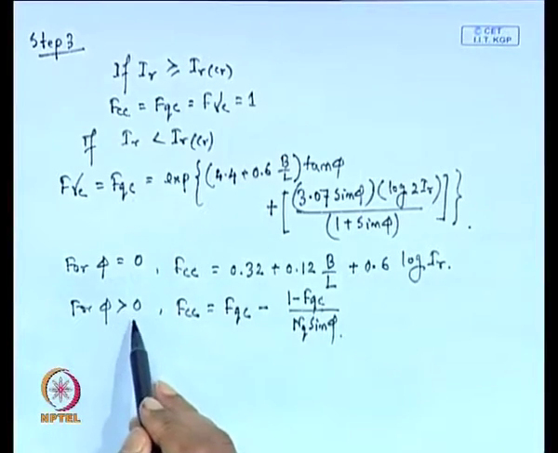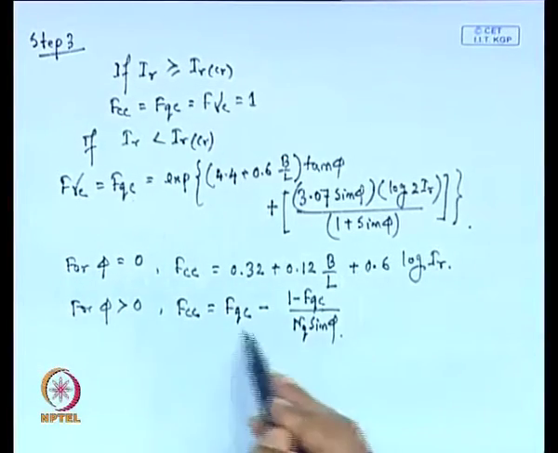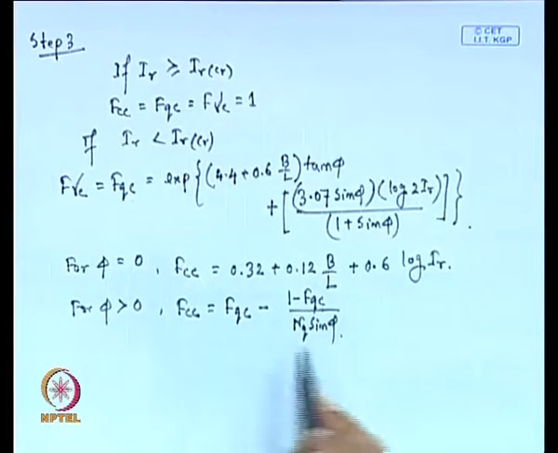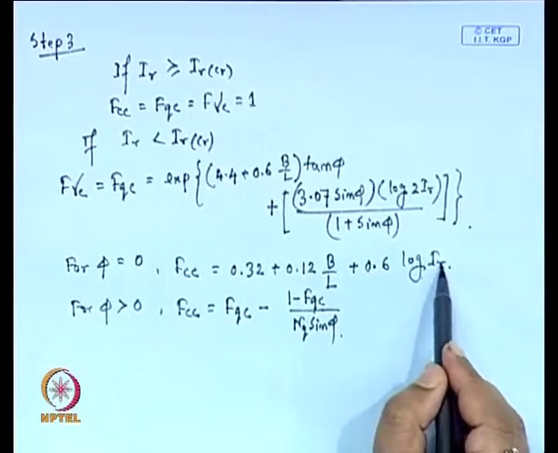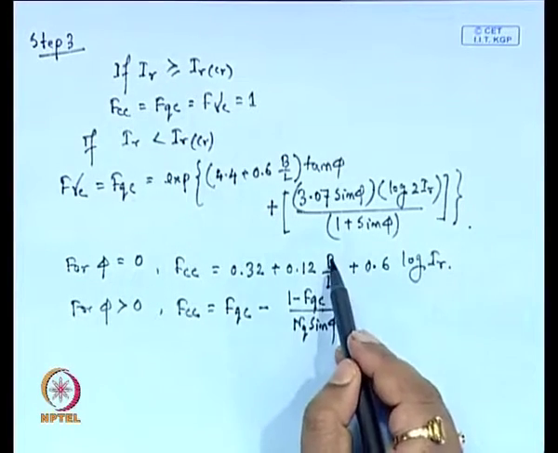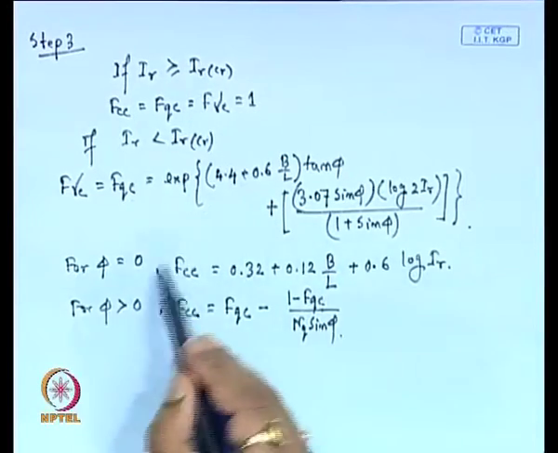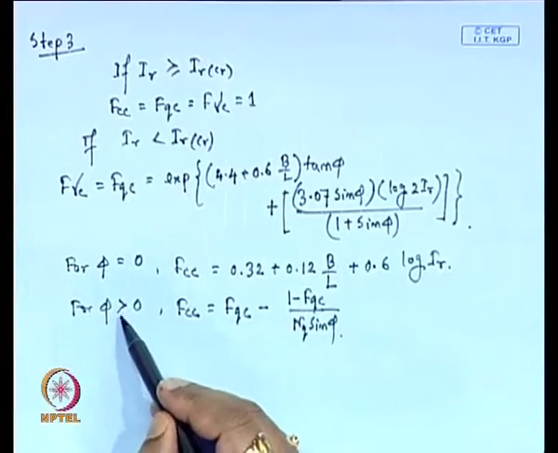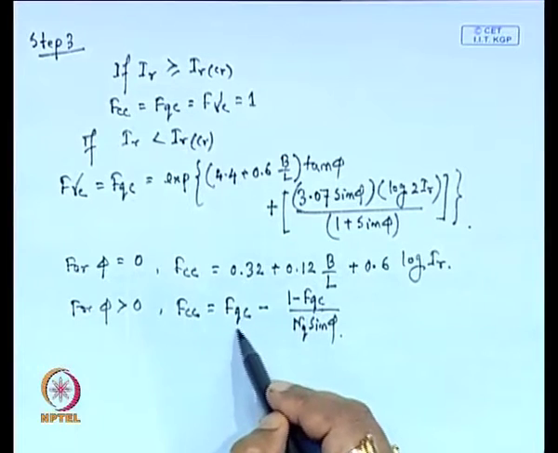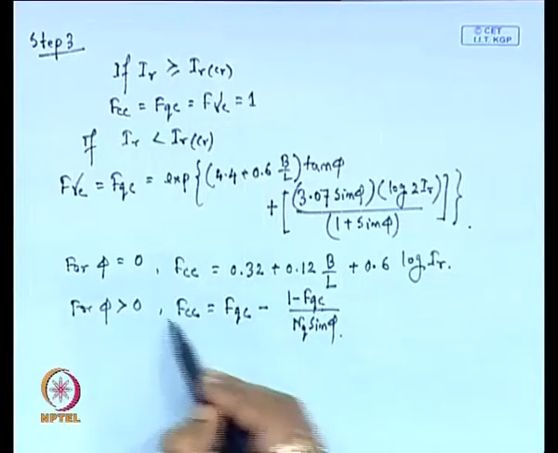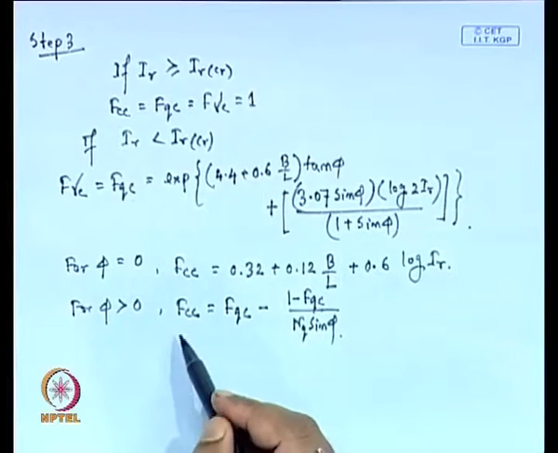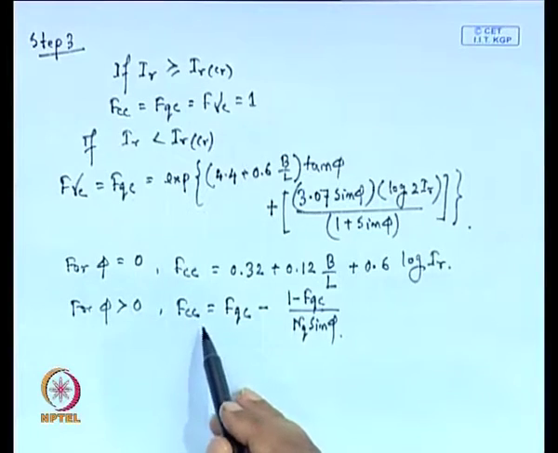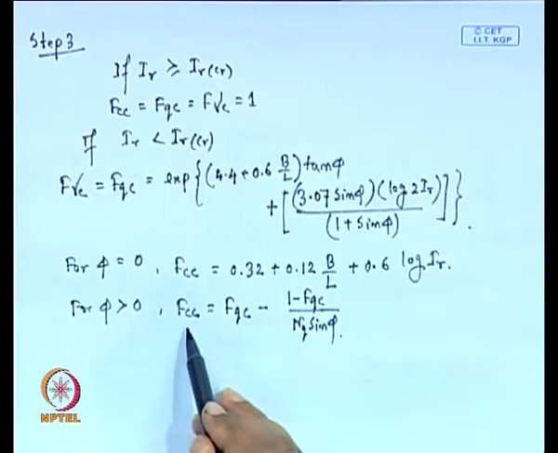Now, if phi is greater than 0, then FCC will be FQC minus (1 minus FQC) divided by NQ sin phi. So, in the first step we will get the rigidity index, and if we know the width and length of the foundation, then we will get this expression for the phi equal to 0 condition of FCC. Now, for phi greater than or equal to 0 conditions, we should know the value of FQC before we calculate the FCC value.